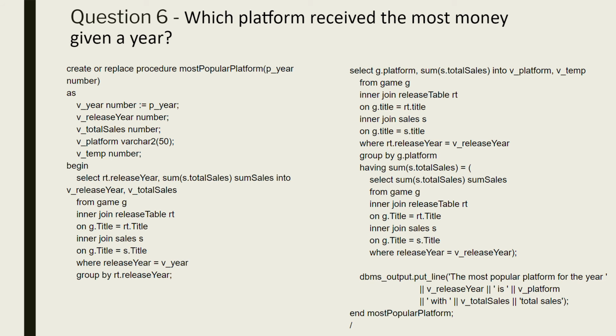Question 6 states, which platform received the most money given a year? I used a procedure because this requires a descriptive answer. I separated this procedure into 2 select blocks.